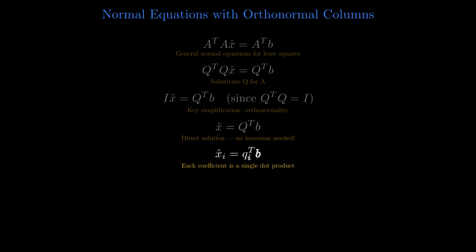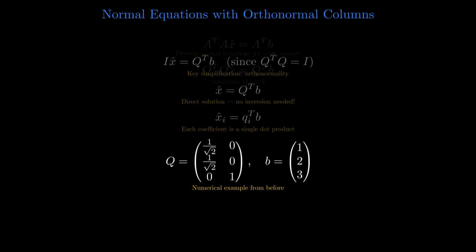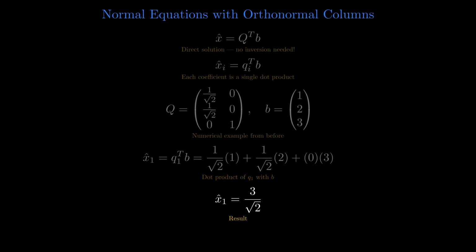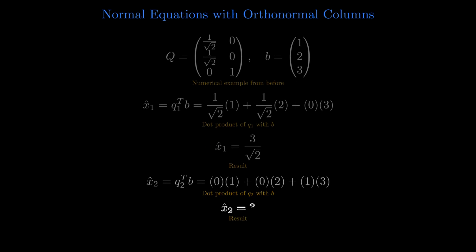And if we expand this component-wise, each coefficient X hat i equals Qi transpose B. In other words, each coefficient is just a single dot product. Let's use our 3 by 2 Q from before with B equals (1, 2, 3). X hat 1 equals Q1 dot B. That's 1 over root 2 times 1 plus 1 over root 2 times 2 plus 0 times 3, which gives 3 over root 2. X hat 2 equals Q2 dot B. That's 0 times 1 plus 0 times 2 plus 1 times 3, which gives simply 3.